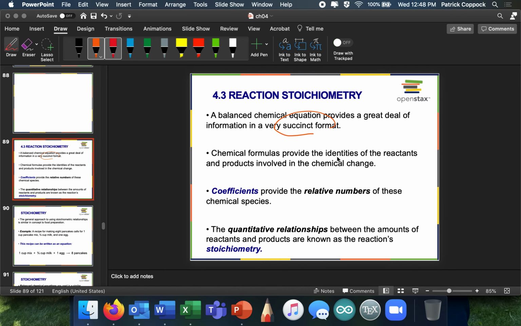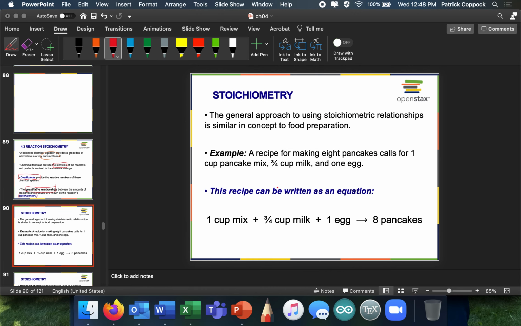Chemical formulas provide the identities of the reactants and the products involved in the chemical change. Coefficients provide the relative numbers of these chemical species, and the quantitative relationships between these are collectively entitled stoichiometry. All right, so that's what stoichiometry is: how much of one thing per how much of another. Okay, so here's what we're going to do.